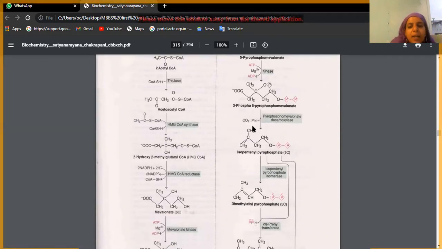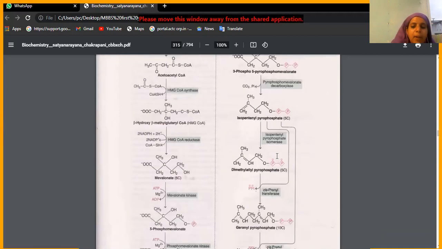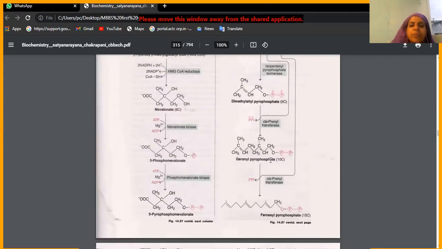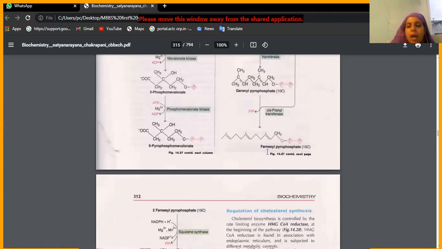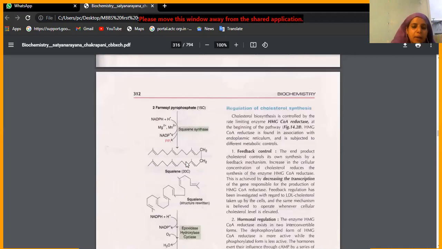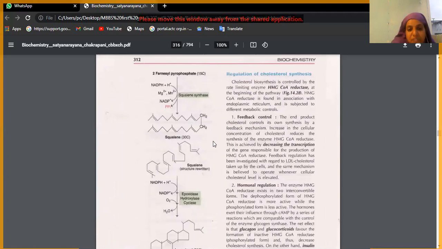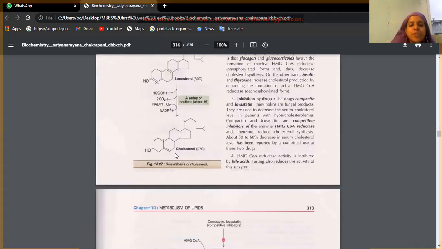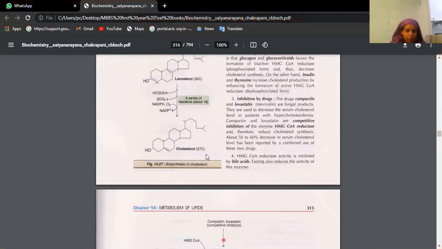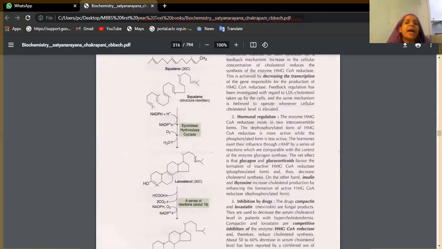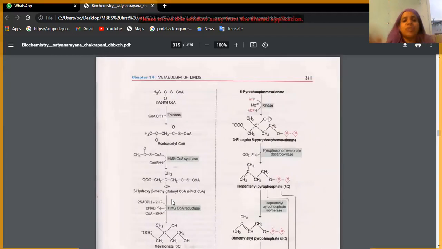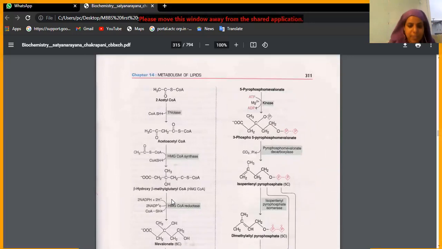From 5-pyrophosphomevalonate, isopentenyl pyrophosphate is formed. Then we have dimethyl allyl pyrophosphate, then geranyl pyrophosphate, farnesyl pyrophosphate. From farnesyl pyrophosphate, we have squalene. From squalene, we have lanosterol. From lanosterol, we have cholesterol. So these are the steps. I told you I will give you one code. The first three steps are ketogenesis only, which is quite easy.